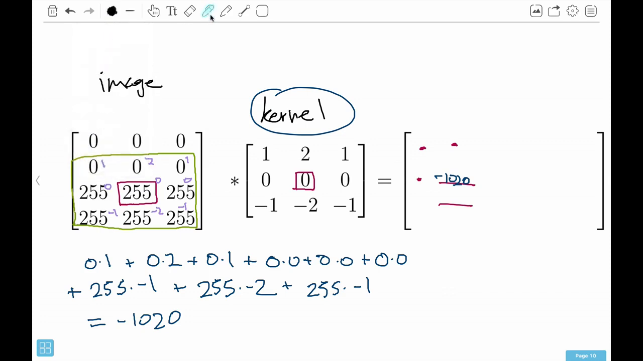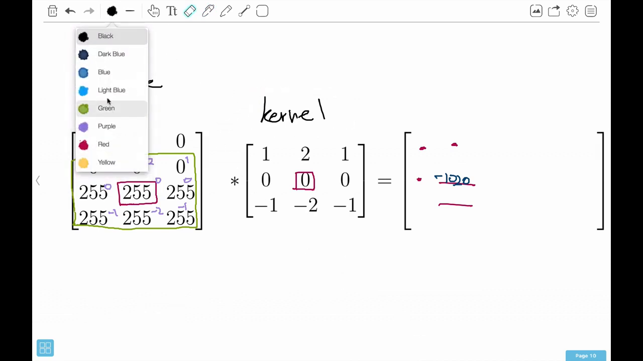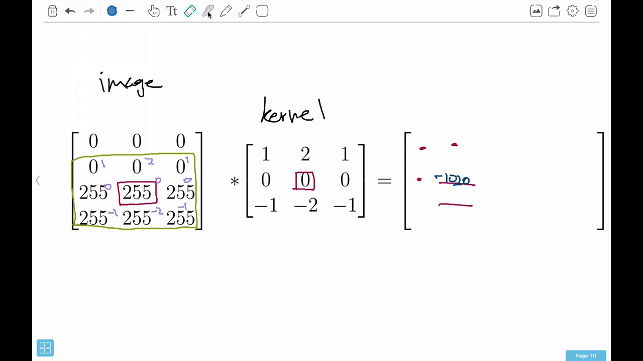Okay, so now let's do a quick recap and compute this. Let me use blue here. If you remember how we compute this, we take the pixel value here, which is 0, multiply it by the value in the kernel at the same position, 1, plus 0 times 2 here, plus 0 here times 1, plus this 255 times 0, 255 times 0, plus this again, 255 times 0, right?